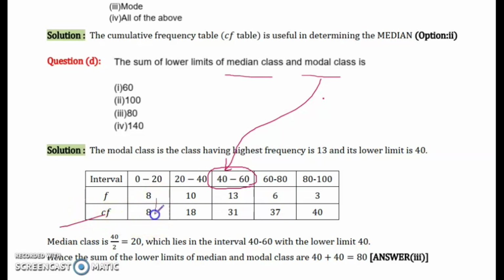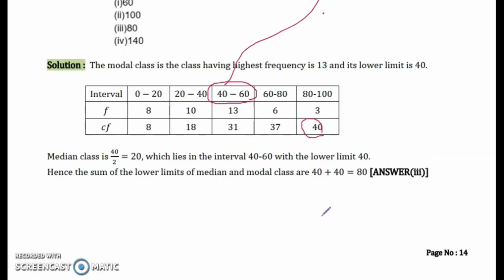Everybody knows we start with the first number. What is the next number? 8 plus 10, that is 18. What is the next number? 18 plus 13, that is 31. 31 plus 6 is 37. 37 plus 3 is 40, right? Therefore, what is the total number of frequencies? It is 40. To identify the median class, divide by 2. 40 is an even number. If you divide it by 2, it is going to be 20. Therefore, 20 lies between 18 and 31.